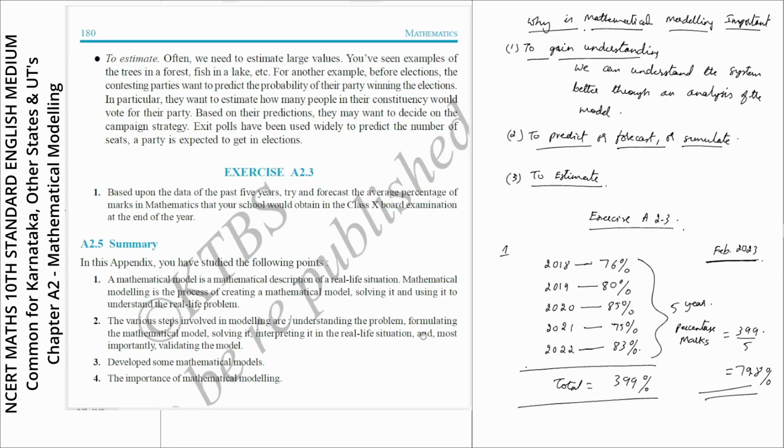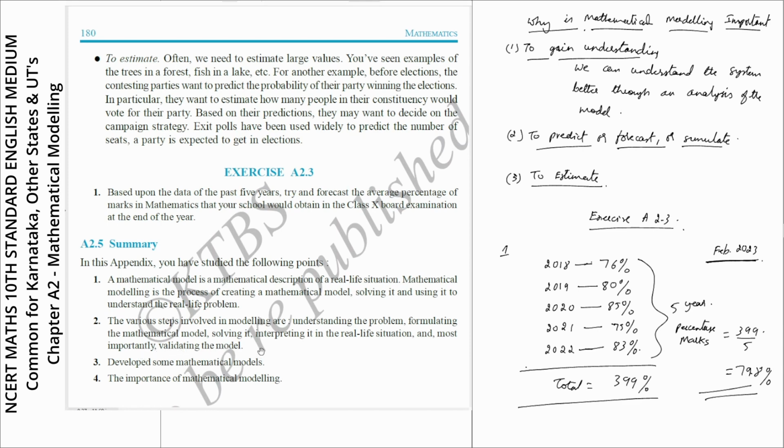Summary of this chapter. In this appendix you have studied the following points. A mathematical model is a mathematical description of a real life situation. Mathematical modeling is the process of creating a mathematical model, solving it and using it to understand the real life problem. The various steps involved in mathematical modeling are understanding the problem, formulating the mathematical model, solving it, interpreting it in the real life situation, and most importantly validating the model.